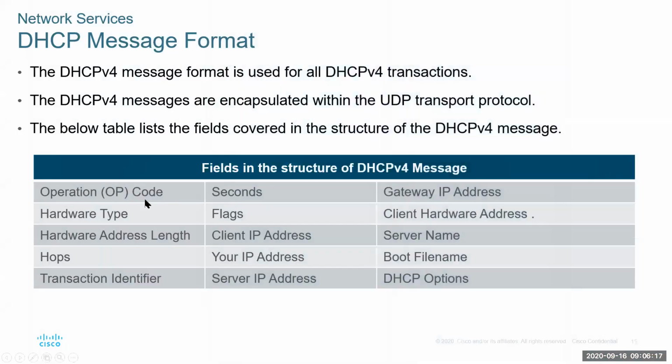These are the different fields that you'll see within a DHCPv4 message. You'll see things like the hardware type, the hardware address length, the number of hops, the IP addressing that you're going to get, and the gateway address. You can also have these boot flags, which are kind of handy.